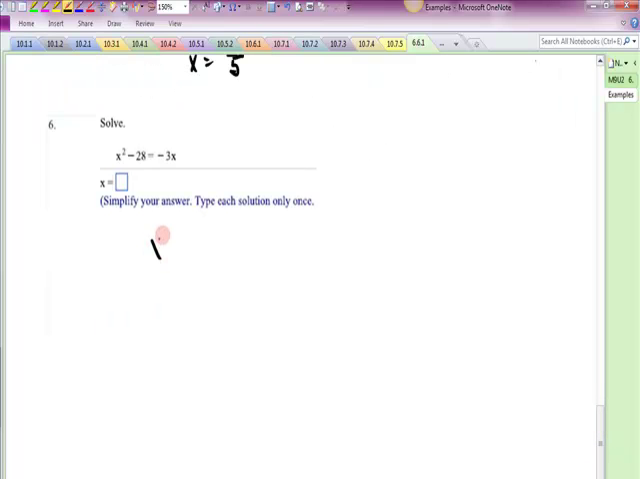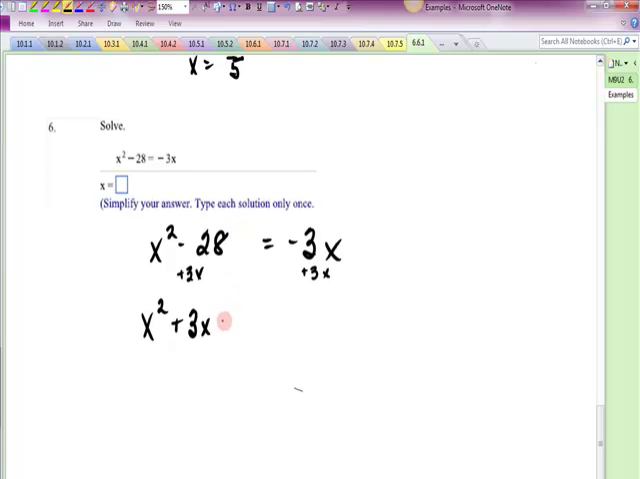Last one. I have x squared minus 28x is equal to negative 3x. It is a quadratic, but it's not equal to 0, so I have to add 3x to both sides. So I have x squared plus 3x. Oh, I miscopied. Minus 28 is equal to 0. Okay. So it is quadratic. Now it's equal to 0, so I try to do my factoring.